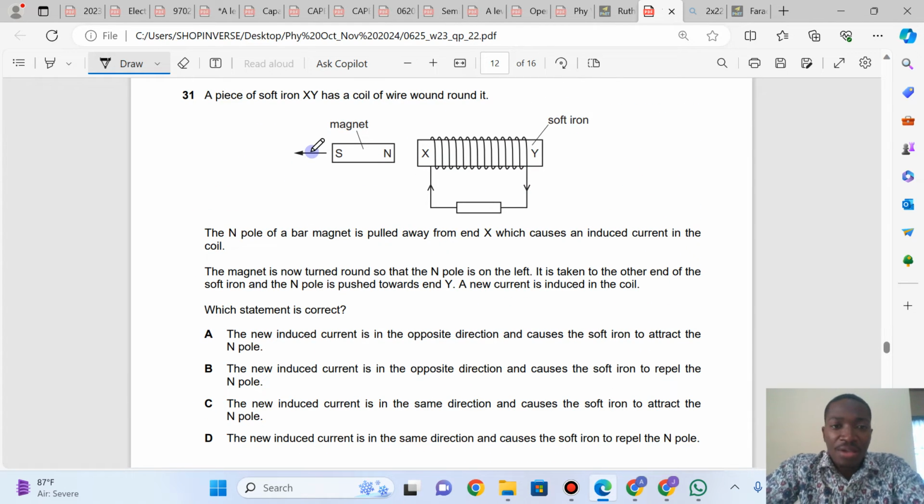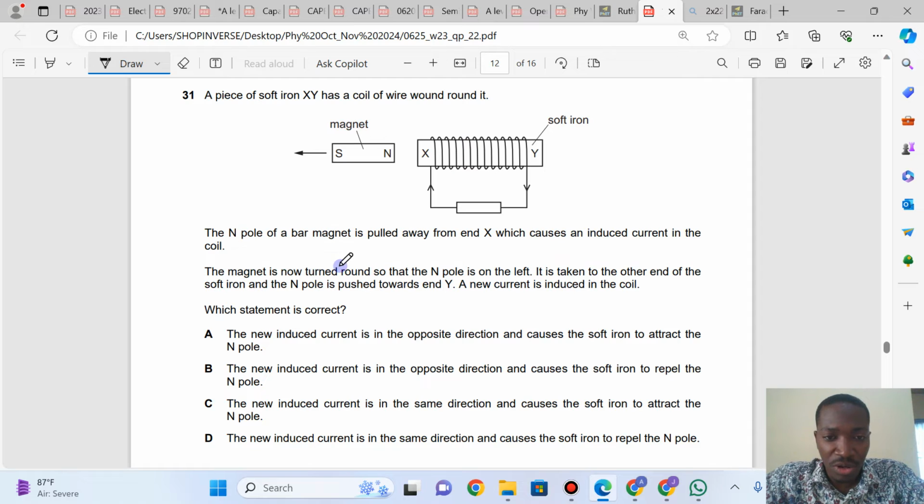A piece of soft iron XY has a coil of wire wound around it and there's a magnet. The north pole of a bar magnet is pulled away from the end X. When you pull the north pole away from the end X, it causes an induced current in the coil. Okay, current is induced in the coil, fine.